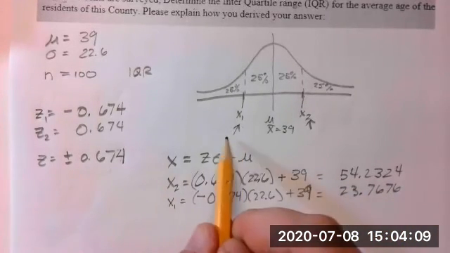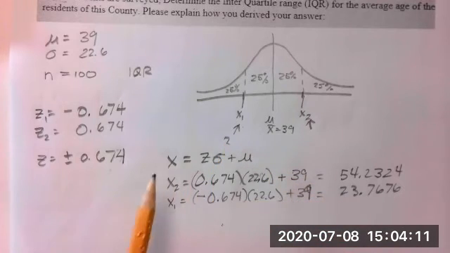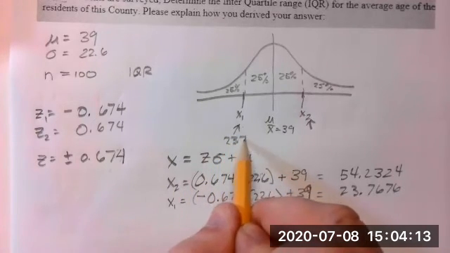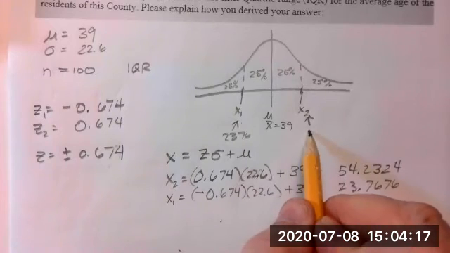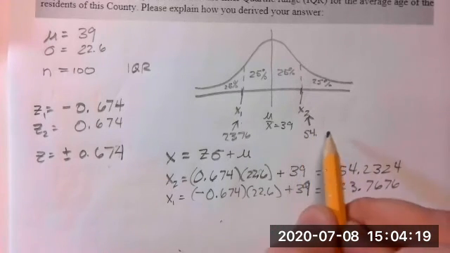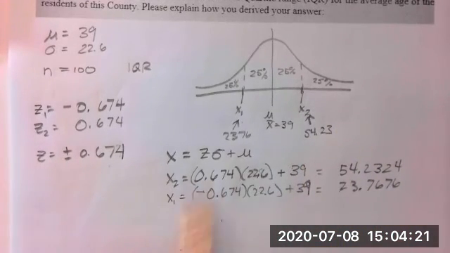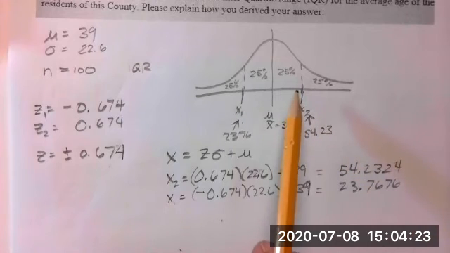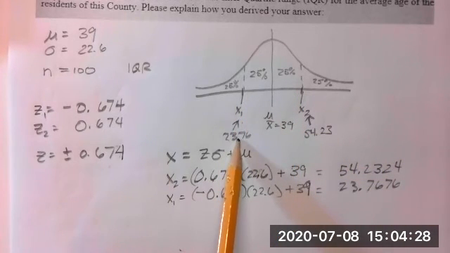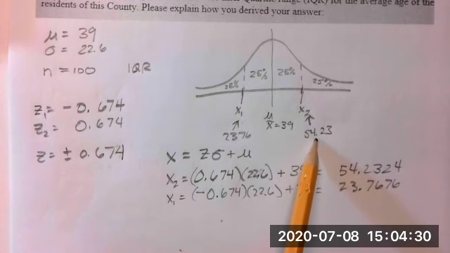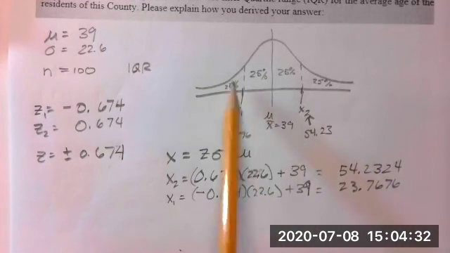23.7676. So that means my first value is 23.76, and my second value is 54.23. That means half of the people in this county are between the ages of 23.76 and 54.23.